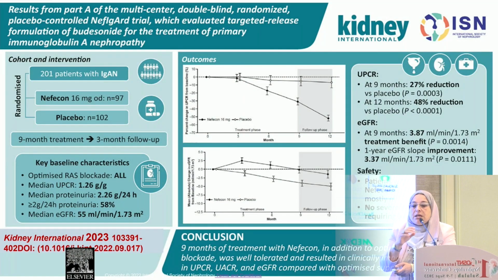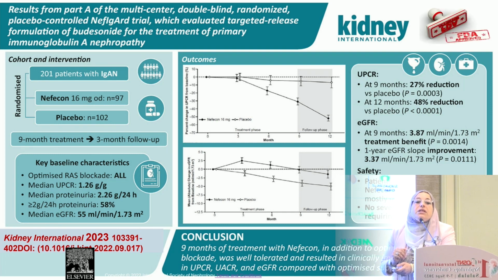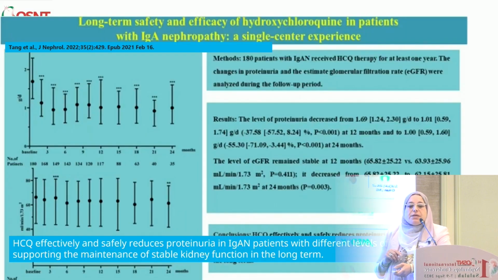This is another study on targeted release, and they found that 9 months use of this formula decreased the proteinuria by 27% in 6 months and 48% in 12 months, and also stabilized the GFR. I think maybe this is promising, and this is FDA approved, but also conditional approval till the finishing of the study. Hydroxychloroquine was found to decrease the proteinuria over a range of estimated GFR.